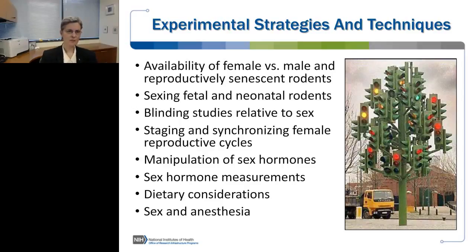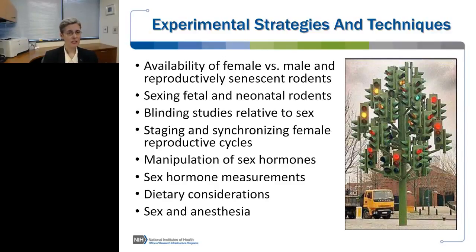Now, I'd like to spend the remainder of my time discussing experimental approaches and techniques that could be part of an investigator's toolbox when considering sex as a biological variable in rodent models, and can also be part of the toolbox for those of us that support research.